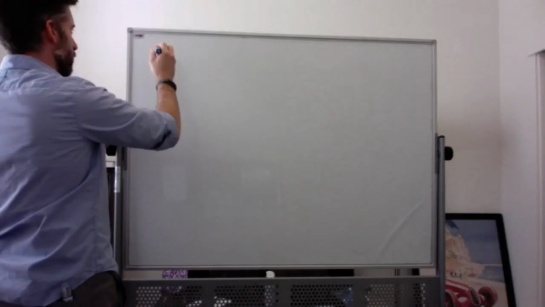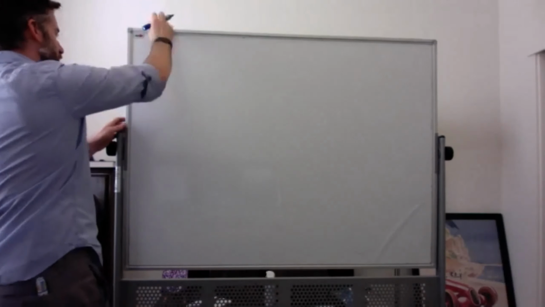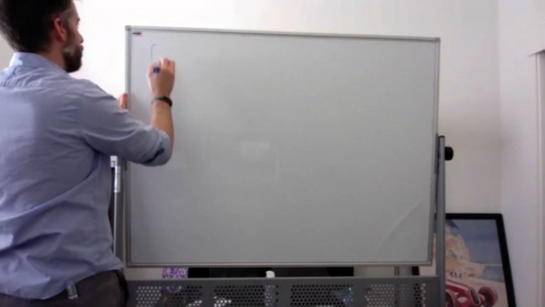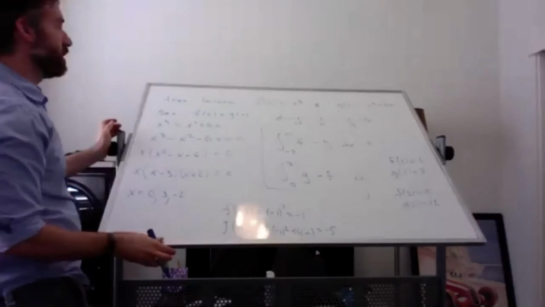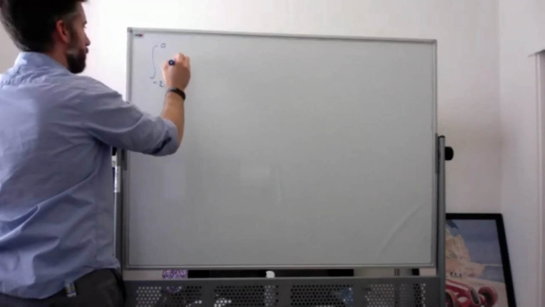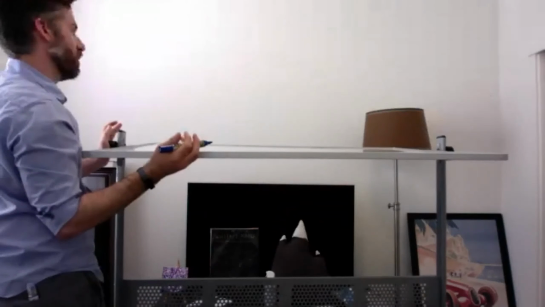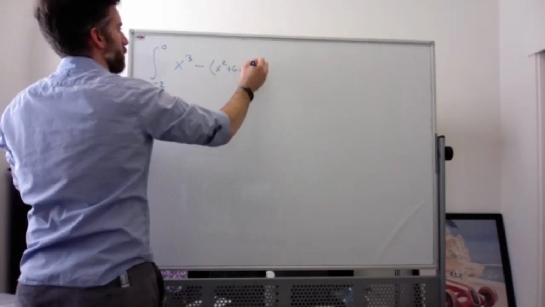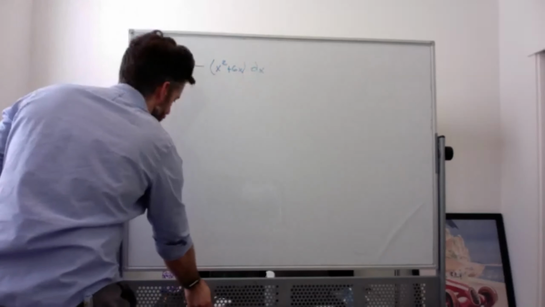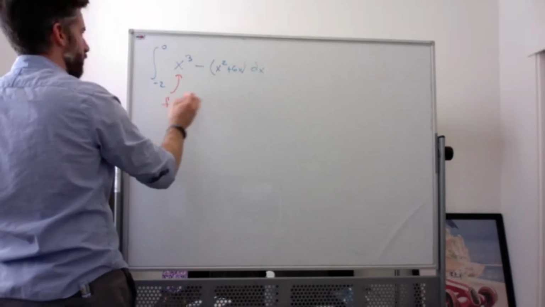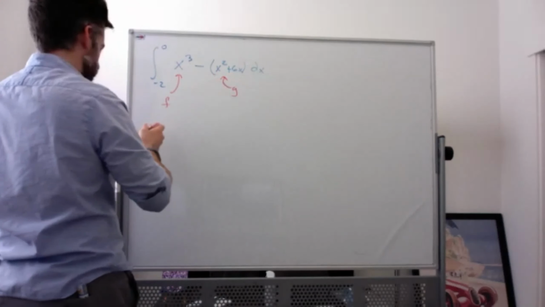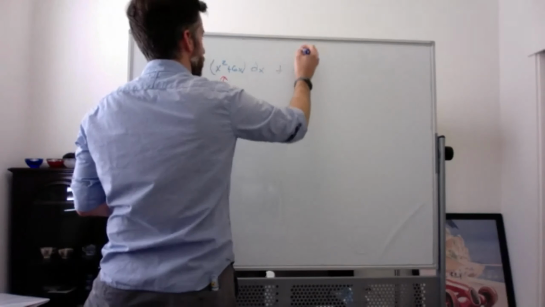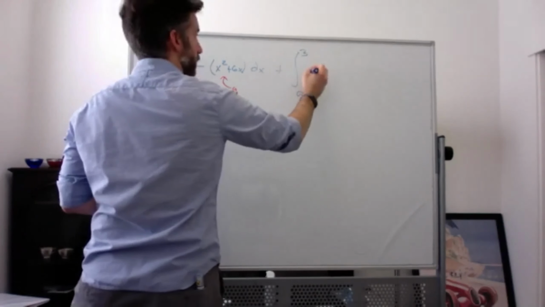So let's see, we were doing this problem. It was the integral from -2 to 0 of f minus g. And again, f was the cubic function, and g was x squared plus 6x. Plus the integral from 0 to 3 of g minus f.